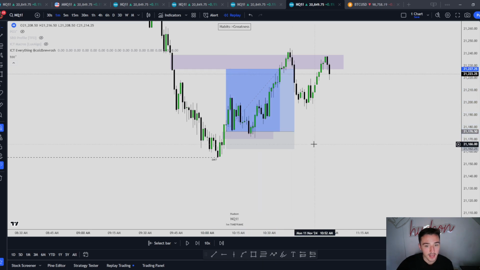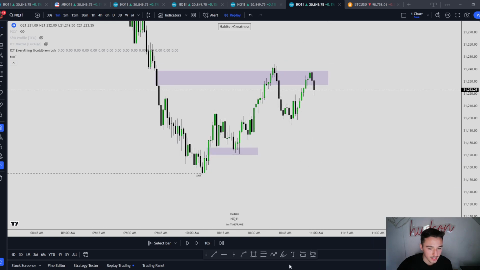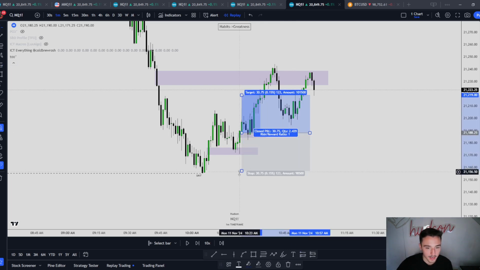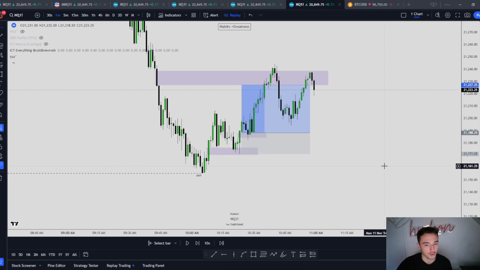Now, if you didn't want to try to catch the bottom and try to long here, wait for the second displacement leg right here, right? It's still at that 10 a.m. window. You can long here, stop at the low, target the fair value gap. It's still a 2R, right?